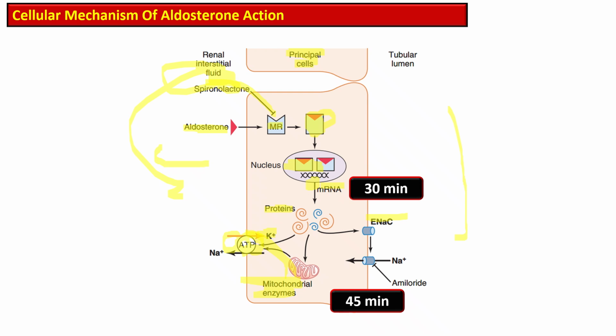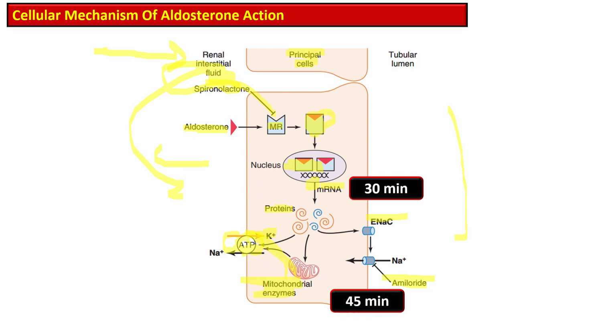So one target for the drug is the hormone receptor complex. There spironolactone acts, while amiloride, another diuretic, blocks the ENaC channels, which reduces the sodium reabsorption.